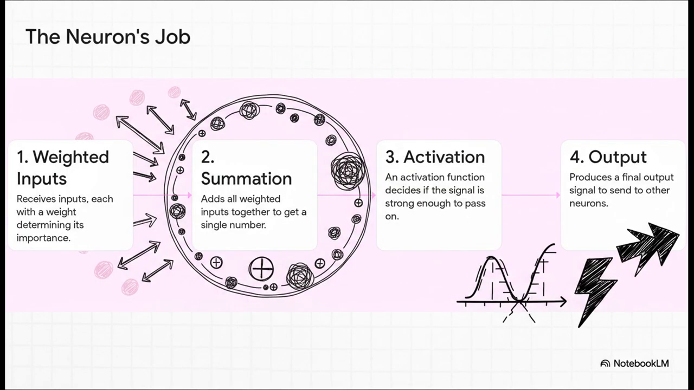And every single one of these neurons goes through the same four-step dance. First, it gets a bunch of inputs, and each one has a weight, which is just a number that says how important it is. Second, it adds up all those weighted inputs. Third, something called an activation function decides if that combined signal is strong enough to pass on. It's kind of like a gatekeeper. And finally, if the signal is strong enough, it fires off an output to the next set of neurons. That simple cycle happening thousands of times is the core of everything.